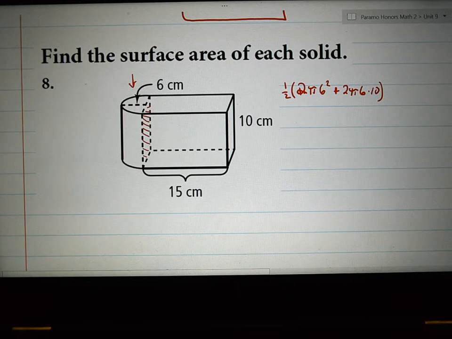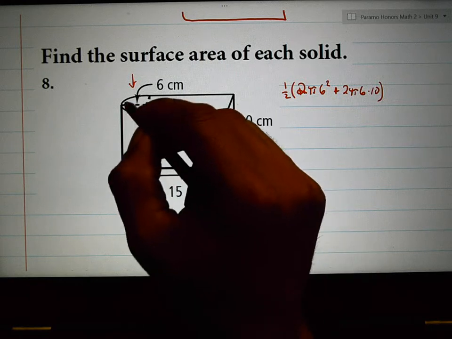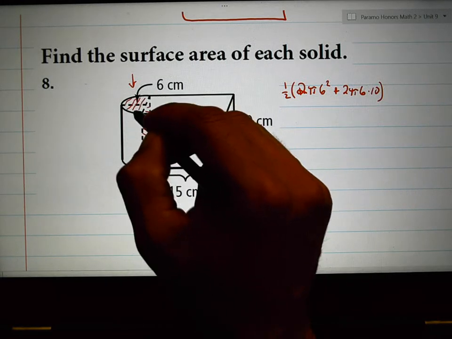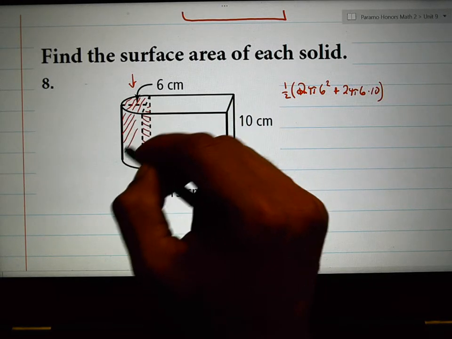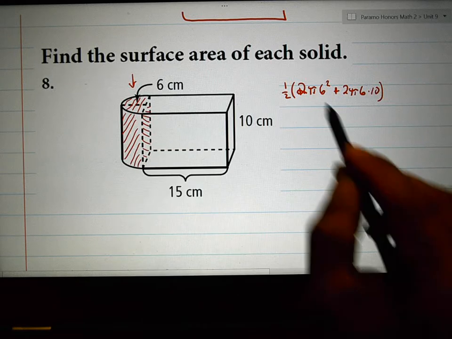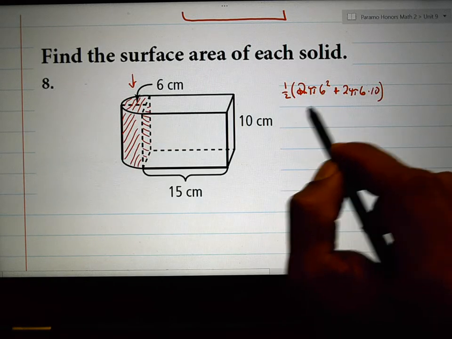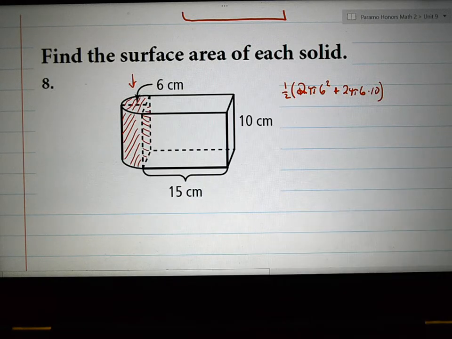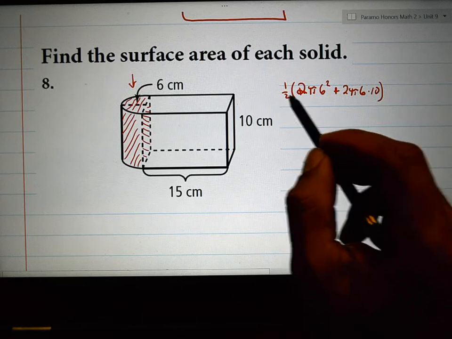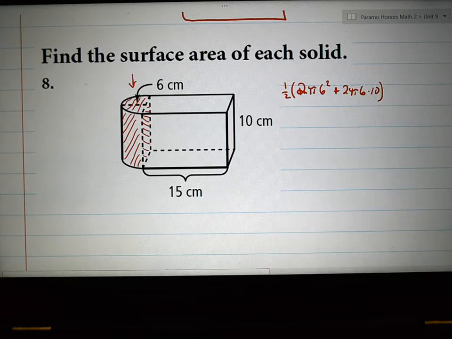That will give me the surface area of this cylinder. Top, half the bottom, plus half of that distance around the outside. So I have the half in parentheses. I am going to multiply it after I figure out what's inside parentheses.